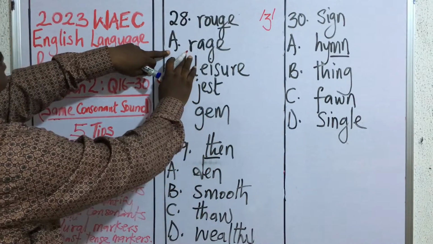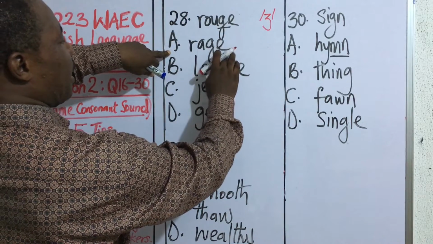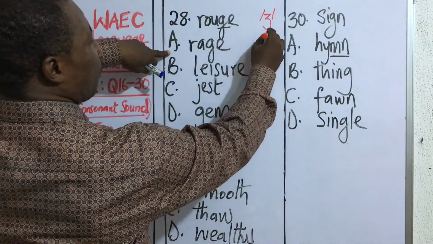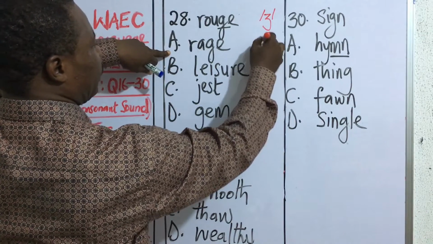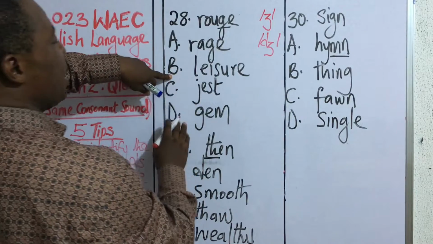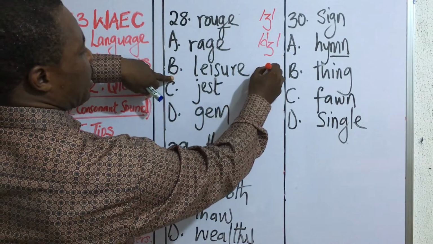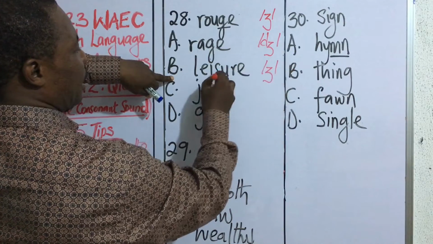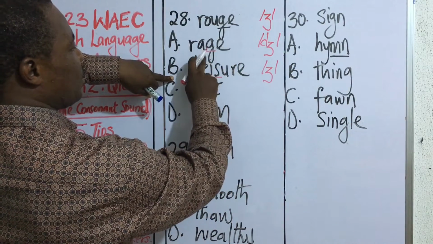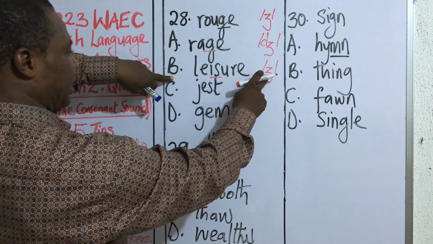Option A, you have rage. And like we said, when you have G that is followed by the vowel letter E, you are going to realize Z and G, which is G. Then for this word, you have leisure. You're going to realize the consonant here for this S. So for this G, you realize G. For this leisure, you realize G.